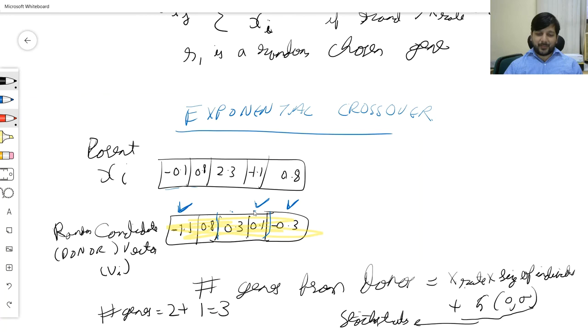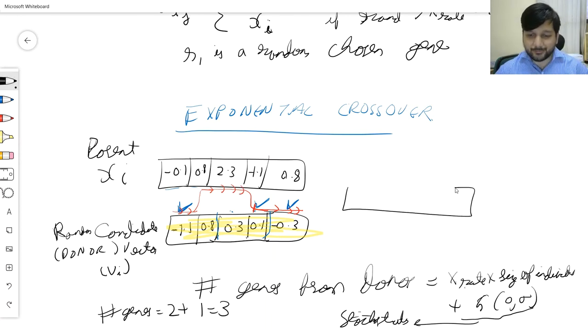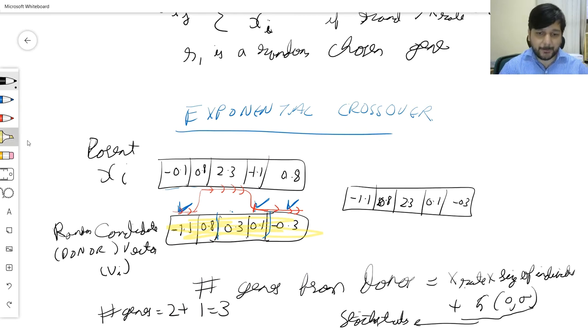Here I start over by taking it from the donor vector. I continue all the way here taking it from the donor vector. And beyond this, I take it from the parent. So I started from here, taking from the donor, and then I went into the parent. So it becomes, that's 1, 2, and 3 from the donor vector. And that's my candidate vector.